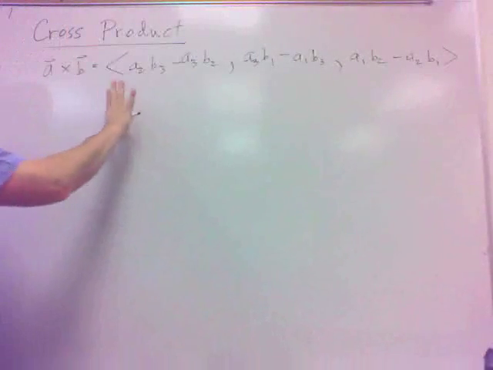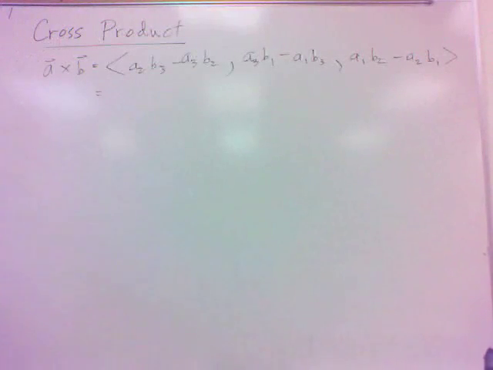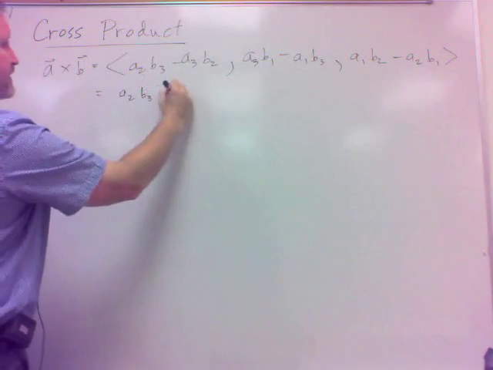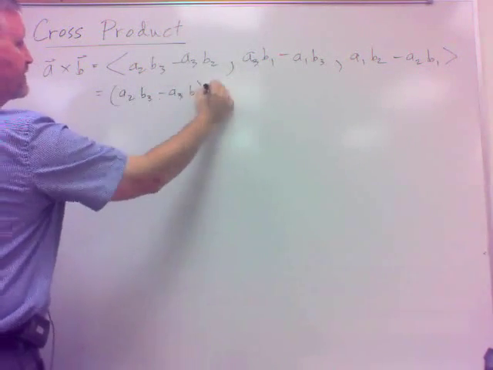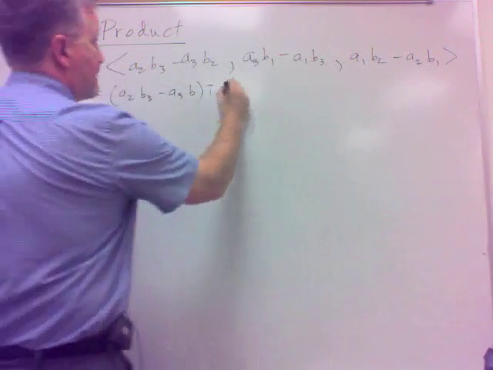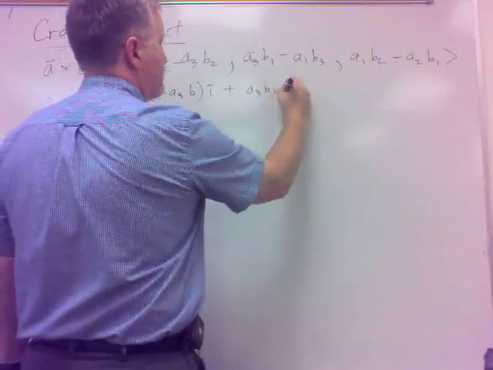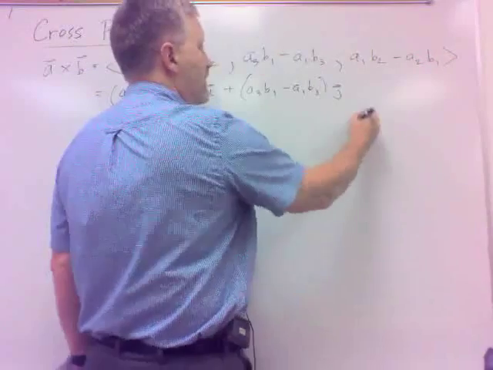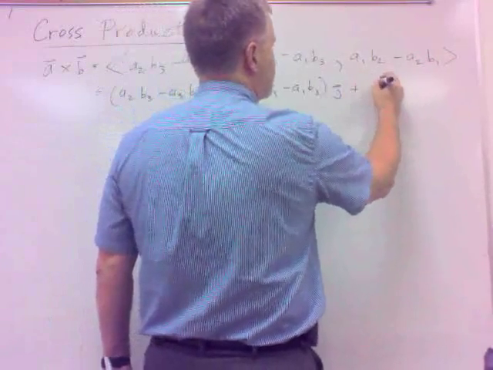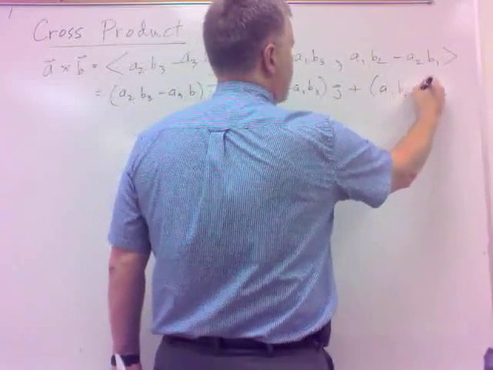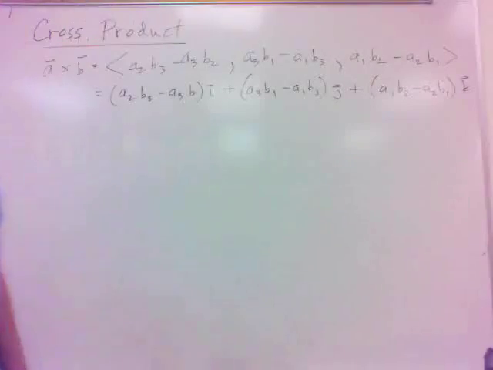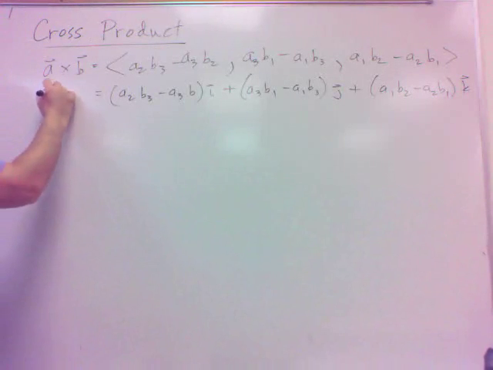Another way we could think of it, if we go to our alternative IJK format for a vector, it's (A2B3 minus A3B2) times the I vector. And then we've got (A3B1 minus A1B3) times the J vector. And then we have (A1B2 minus A2B1) times the K vector. Okay? That's also how we could write our cross product.